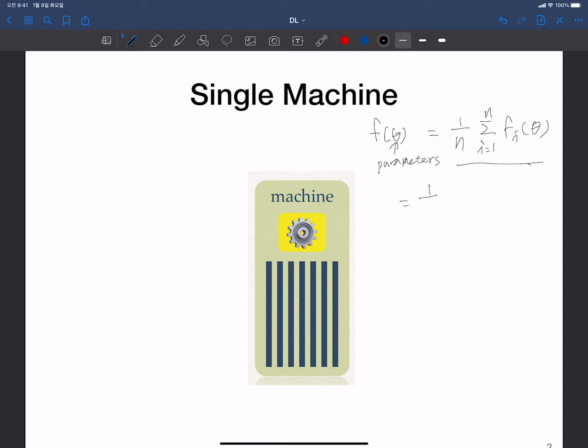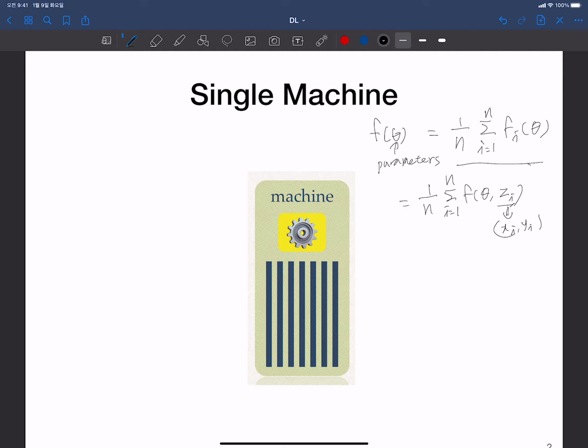Or in some papers, we also use this notation. There is some loss function, and the loss function depends on some random variable zi, and usually this zi indicates our input and output pair of data. Okay, so that is also a very common expression of our machine learning problem.